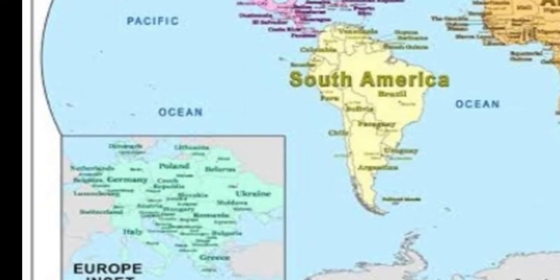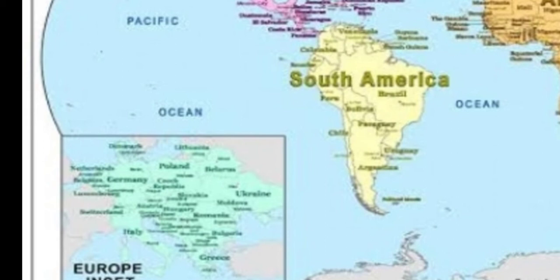In South America, there is Ecuador, Colombia and Brazil. These countries are found in the equatorial region, and these countries are known as the Amazon basin.